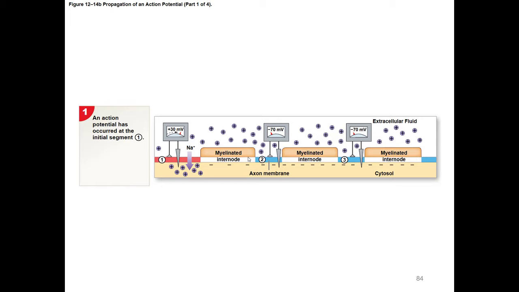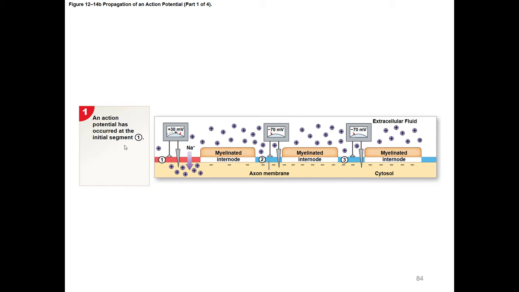In continuous propagation, we had to stimulate every single piece of that neuron. In a myelinated neuron, we can skip the chunks of myelin, which are called the internodes, and we only have to go through depolarization and repolarization at the nodes, which is a wonderful and fast way to get to the end quicker, because we're going to be able to leapfrog over the myelinated areas.